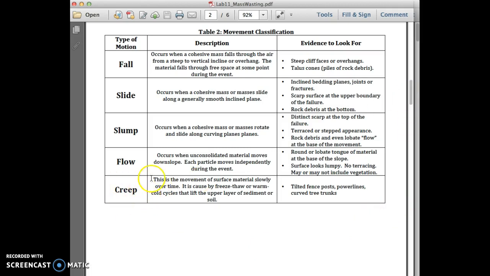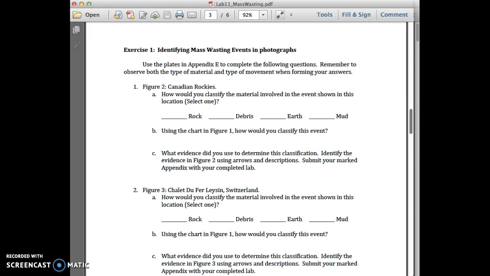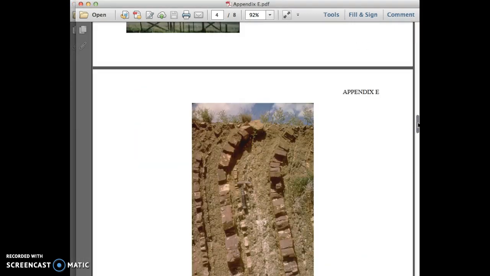Okay, and creep is very, very slow. We can tell that it's moving because of tilted fence posts, power lines, curved tree trunks. Basically anything sitting in that upper layer starts to move as that upper layer goes through its freeze-thaw cycle and moves down slope.